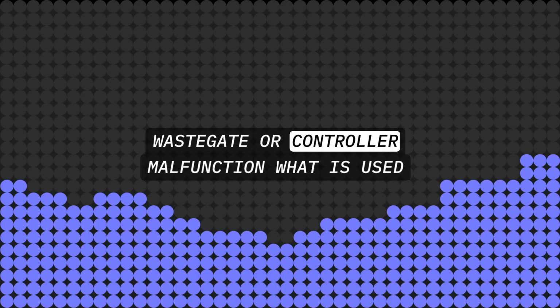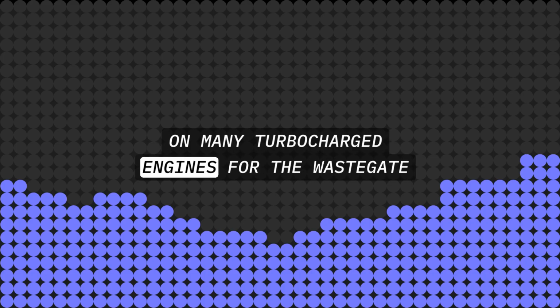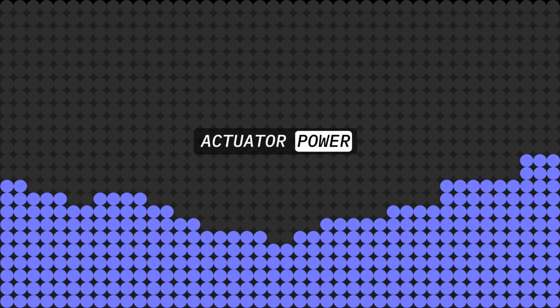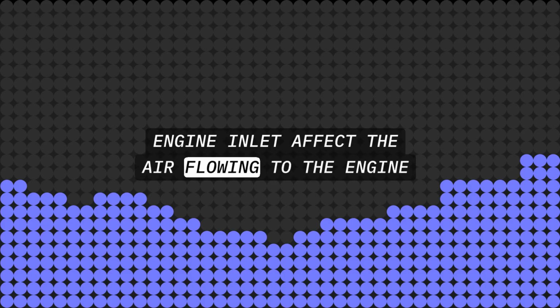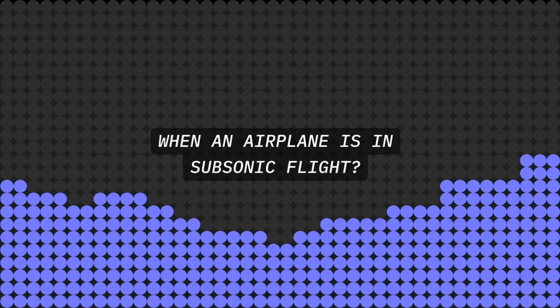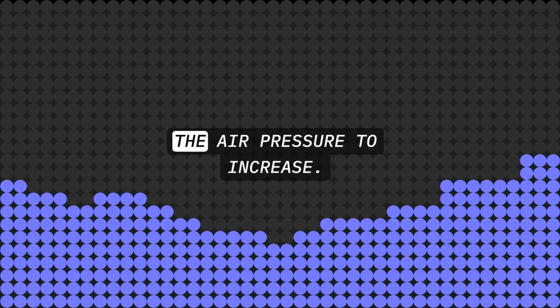Wastegate or controller malfunction. What is used on many turbocharged engines for the wastegate actuator power? Oil pressure. How does a divergent-shaped jet engine inlet affect the air flowing to the engine when an airplane is in subsonic flight? It causes the air velocity to decrease and the air pressure to increase.